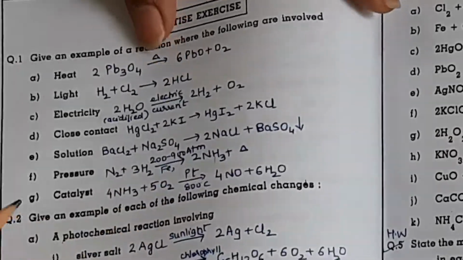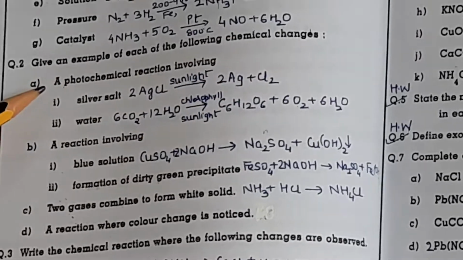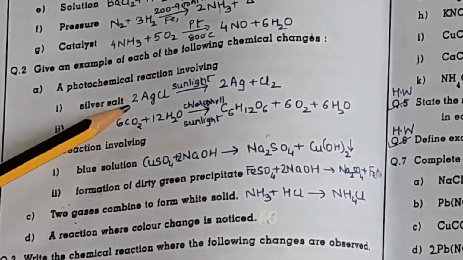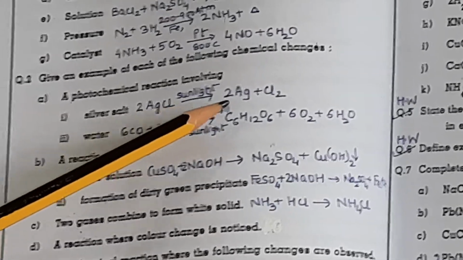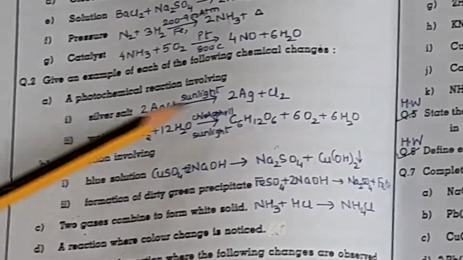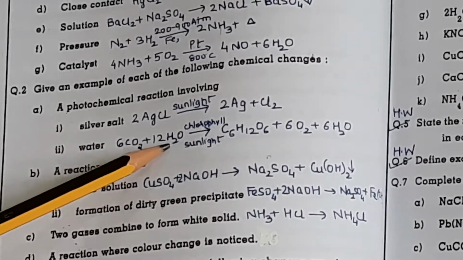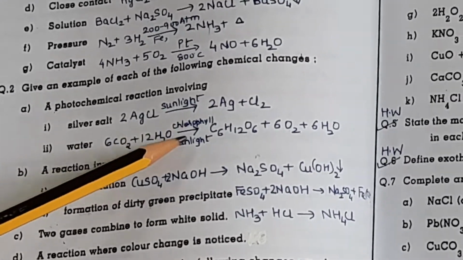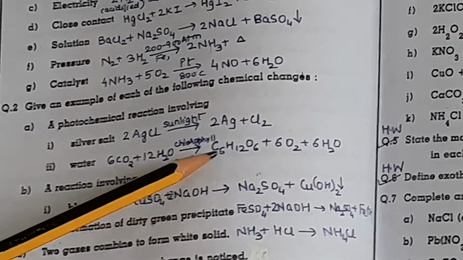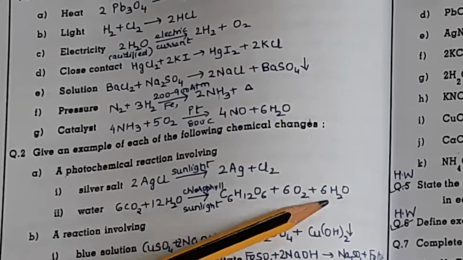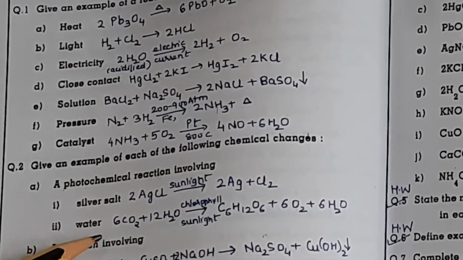Okay. Now next question is, give an example of each of the following chemical changes. First, a photochemical reaction involving silver salt. So 2 AgCl in sunlight will give 2 Ag plus Cl2. Water is our photosynthesis reaction. 6 CO2 plus 12 H2O in presence of chlorophyll and sunlight will give you C6H12O6 plus 6 O2 plus 6 H2O. Okay, this is an important reaction, photosynthesis.